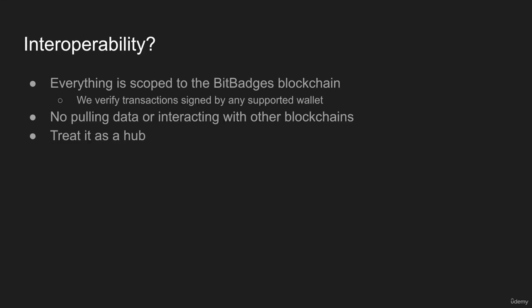To wrap it all up, you might think of BitBadges not as interoperable. That's why I have the question mark there, because everything is actually scoped to the BitBadges blockchain. So we verify signatures on the BitBadges blockchain using any other wallet. An Ethereum user can sign a transaction on our chain and we'll verify the Ethereum signature. Or a Solana user can sign with the Solana signature algorithm or their wallet, and we verify the Solana algorithm on our chain.